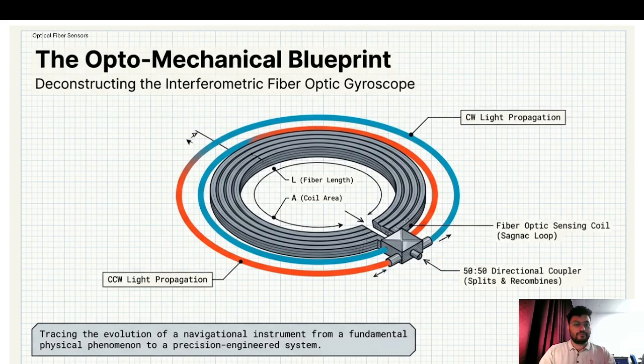Here you can see the image of the gyroscope, where it contains mainly the optical fiber sensing coil, which is connected with the 50-50 directional coupler in many layers. Then there will be light propagation in clockwise and counterclockwise directions, tracing the evolution of the navigational instrument from a fundamental physical phenomenon to a precision engineered system.